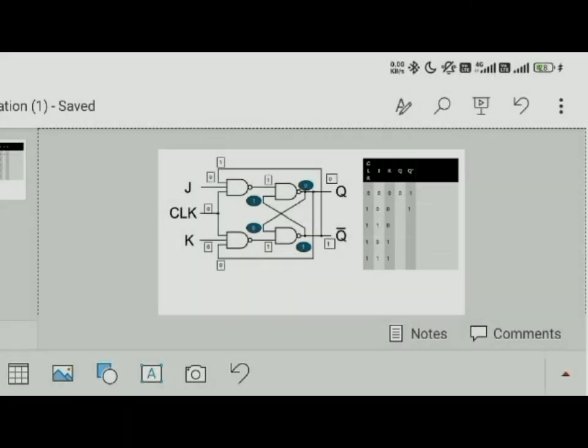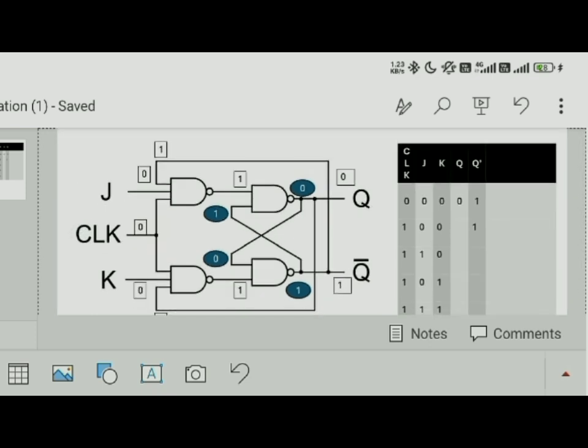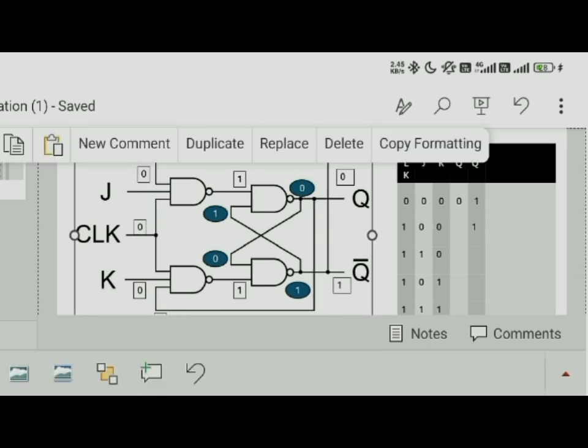Now let's move on to the JK flip-flop truth table. When the clock is 0, no matter the value of J and K, there will be no change in output. As you can see above, 1 times 0 times 0, of course it's 0. But since we're using NAND gates, the output is 1. Now 1 times 1 is 1. Complement of 1 is 0. So the value of Q is 0.